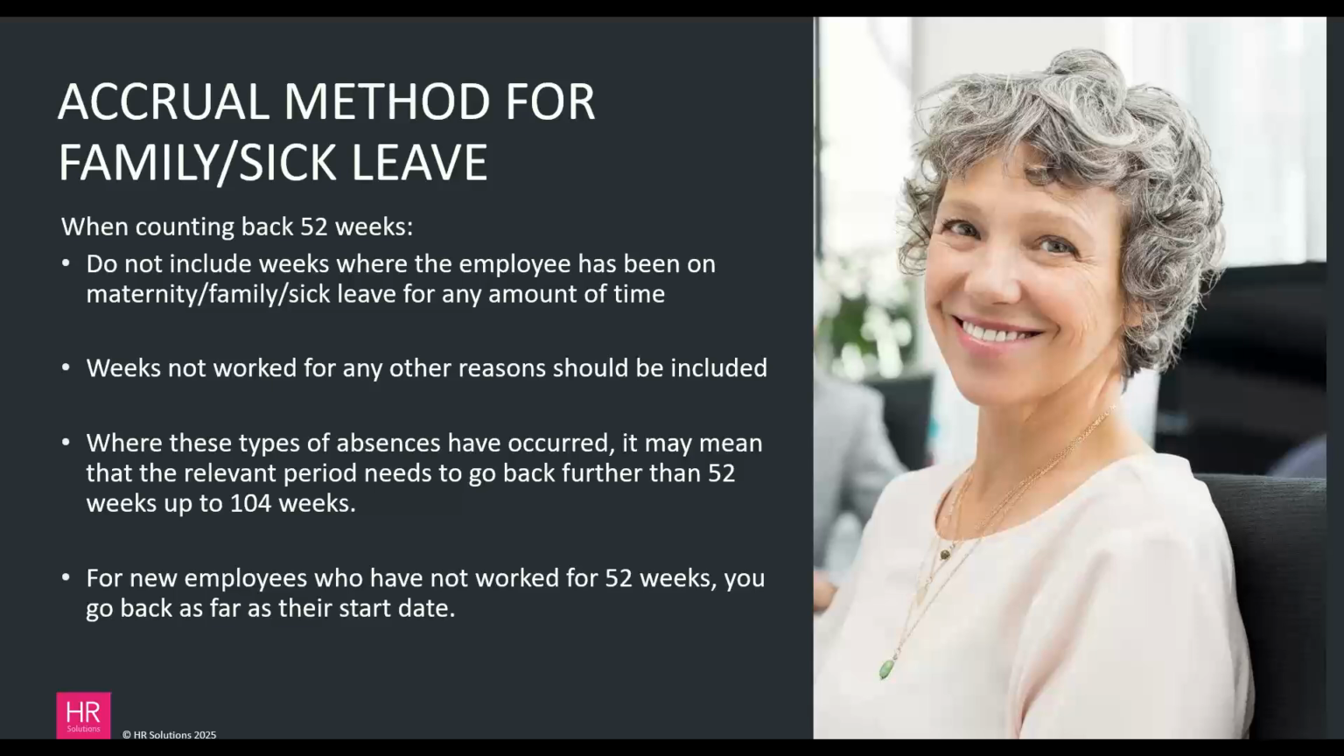So essentially what that means is your 52 weeks isn't necessarily consecutive weeks. You've got to bypass some weeks where, for example, they've been on family leave, etc. If you've got a new starter, then you just go back as far as their start date, and then you get your average hours divided by however many weeks.